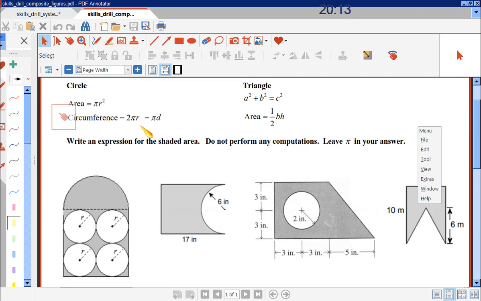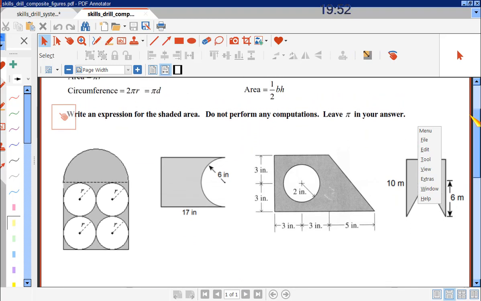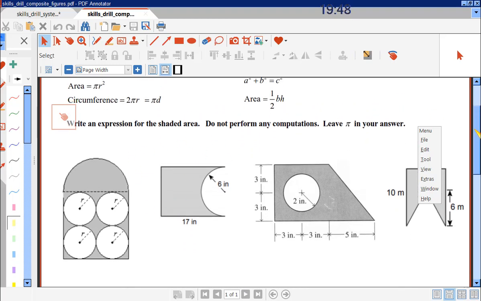So you really need to remember or memorize the basic formulas for the area and circumference of a circle, and the area of a triangle, as well as the Pythagorean theorem. And finally, you really need to know what the perimeter is. It means the distance around on the outside edges of a shape, and for a circle, that's called the circumference.